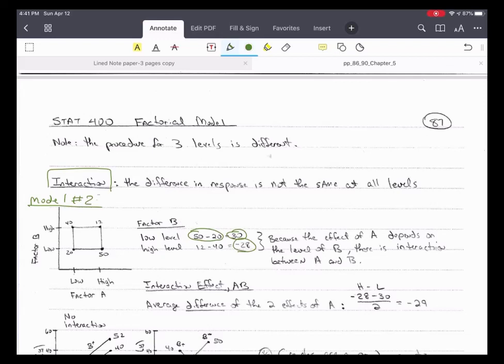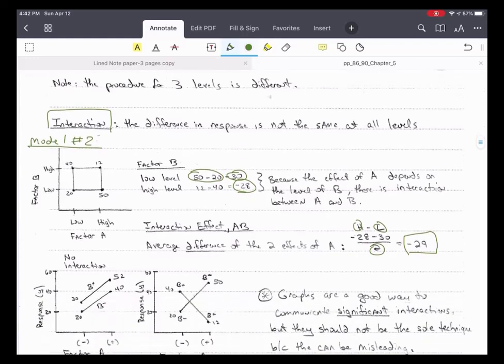So we can get the same thing by taking the high level minus the low level, and averaging. We could take 12 minus 40, the difference. So we're going to take 12 minus 40 and average that, and then 50 minus 20 and average that. So we have the high minus the low, and we're averaging it. There's 2 of them. We get a negative 29, and that's big, okay?